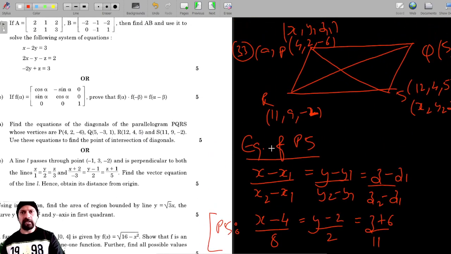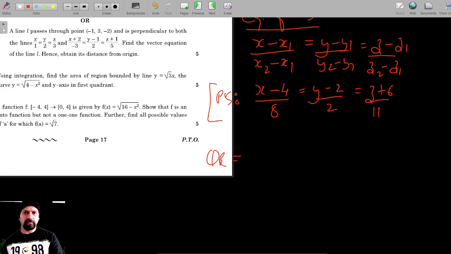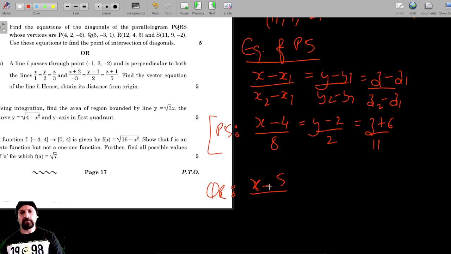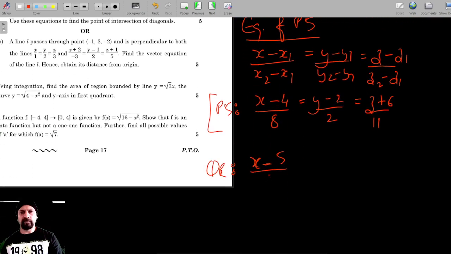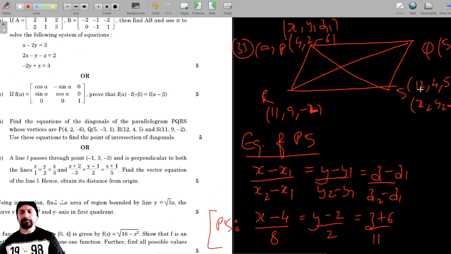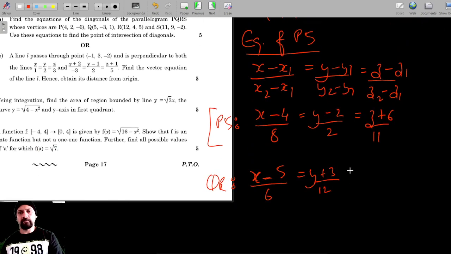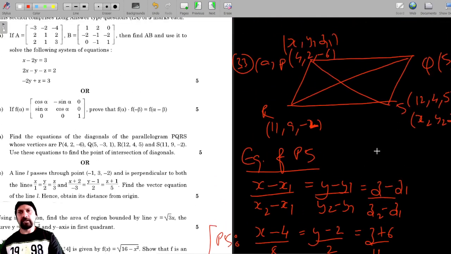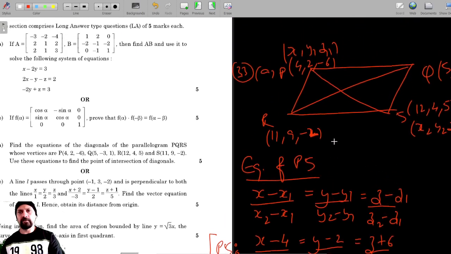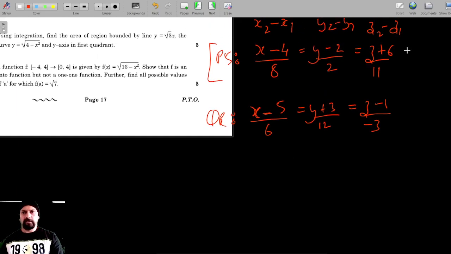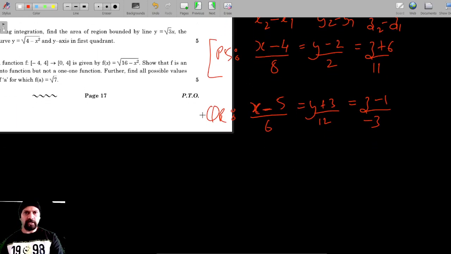Similarly, the equation of the diagonal QR, as it's passing through 2 points, is x minus 5 upon 11 minus 5, which is 6, y plus 3 upon 9 minus minus 3, which is plus 12, and z minus 1 upon minus 2 minus 1, which is minus 3. Okay, so these are the equations of the diagonals.